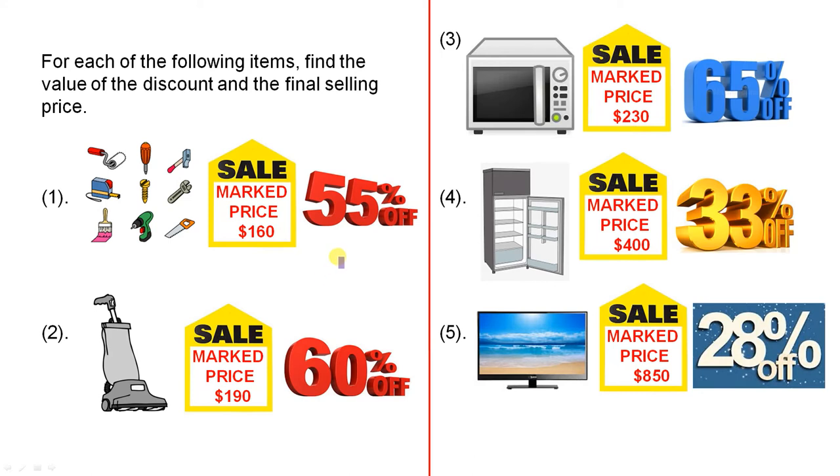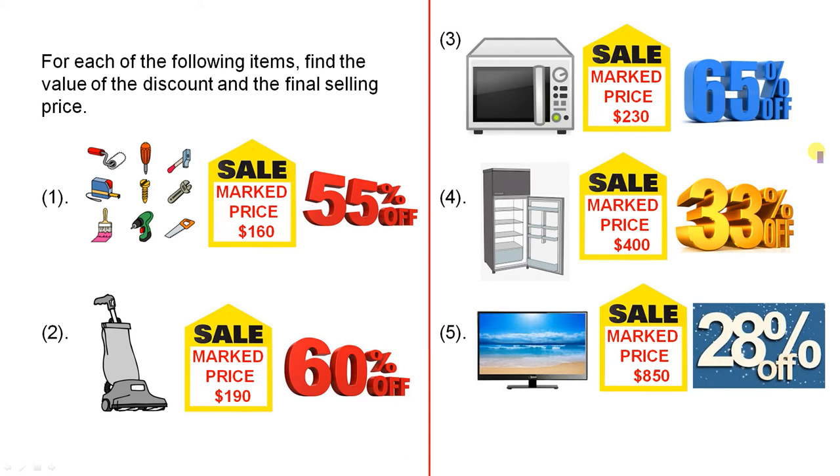The other possibility is that the stock has been there for so long that nobody's buying it, so they just want to clear it. So they sell it off cheaply. So in each and every case, it's quite the same. Work out the discount, and then the marked price minus the discount gives you the selling price.